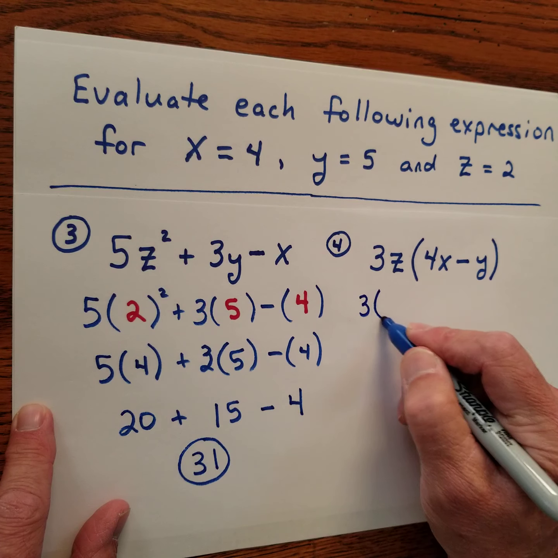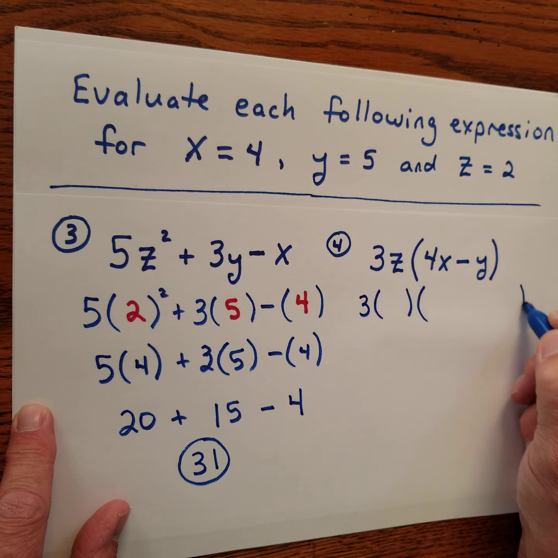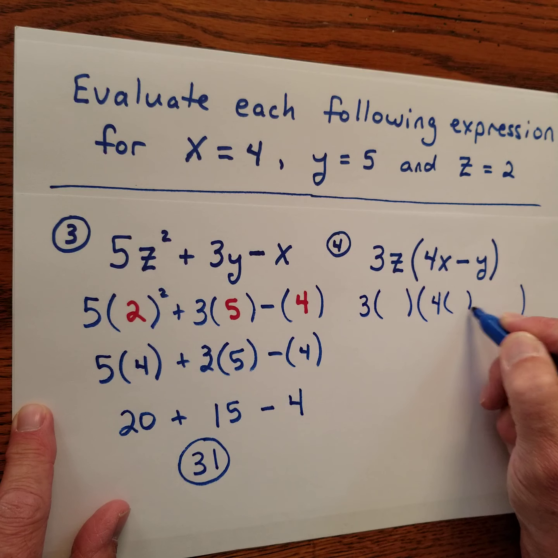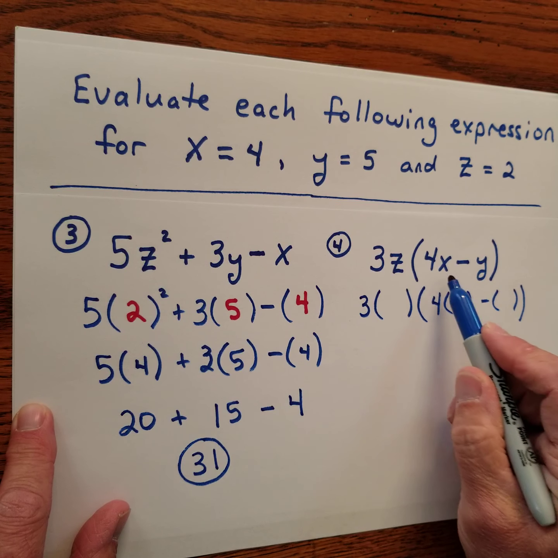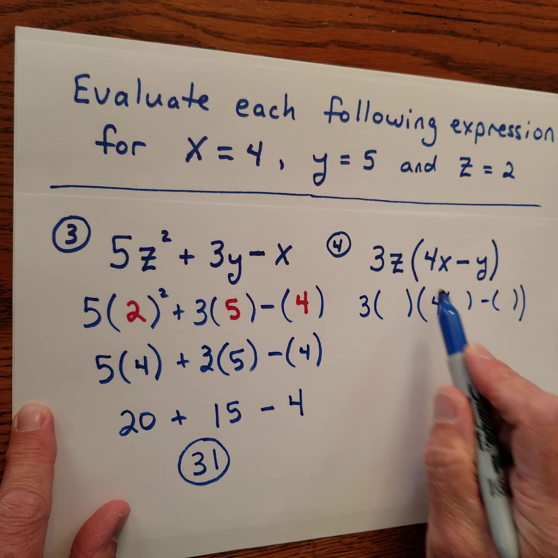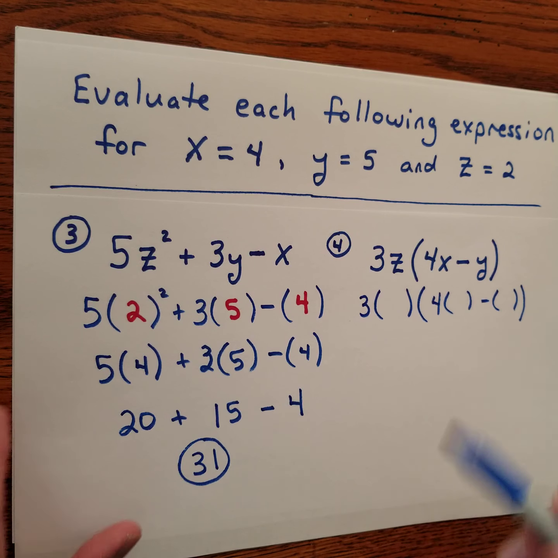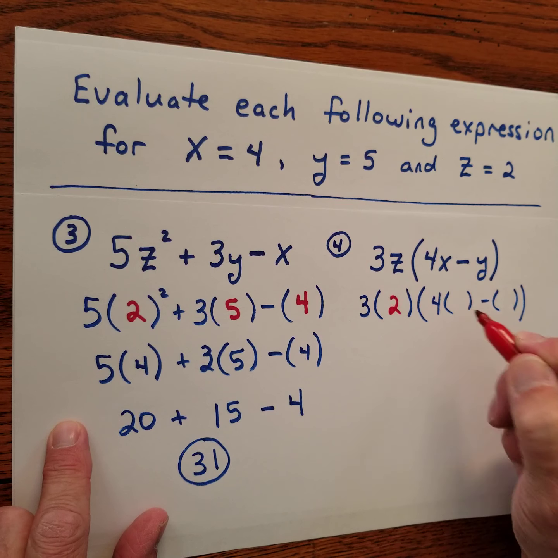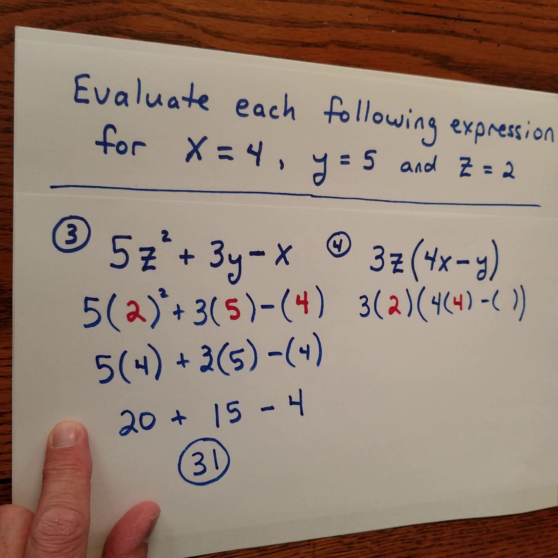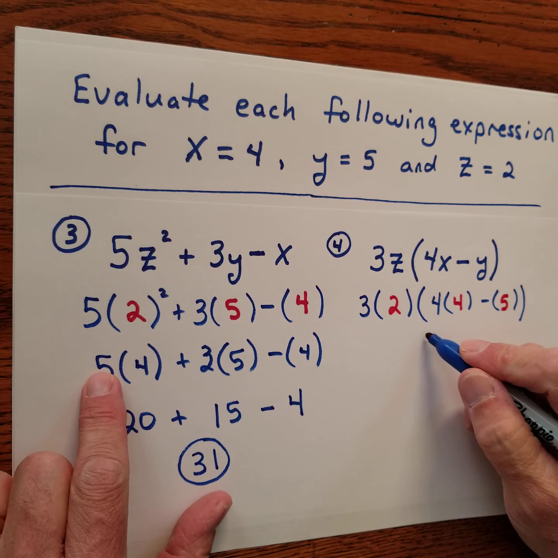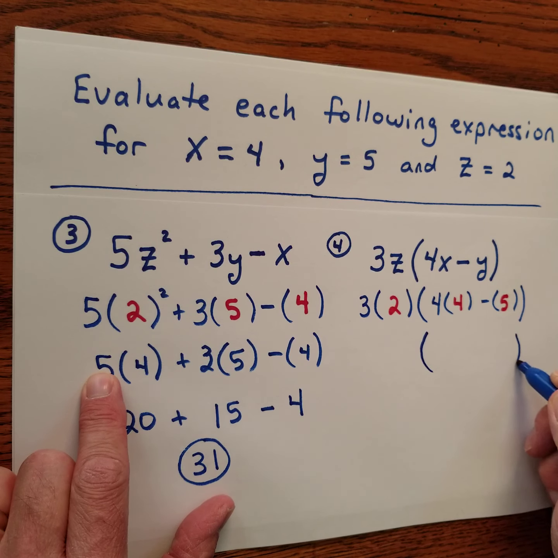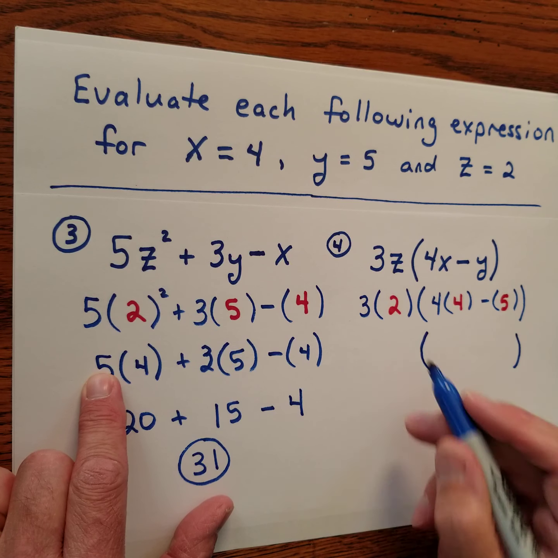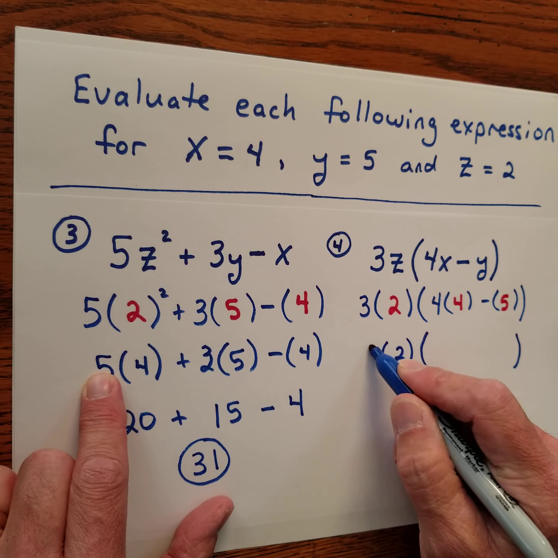Let's set up number 4. Notice the 4x minus y is all inside of this big set of parentheses. Now plug in for z, plug in for x, plug in for y. And think PEMDAS. In PEMDAS, parentheses happen first. We should do all of the work inside of this set of parentheses. I'll copy everything else.